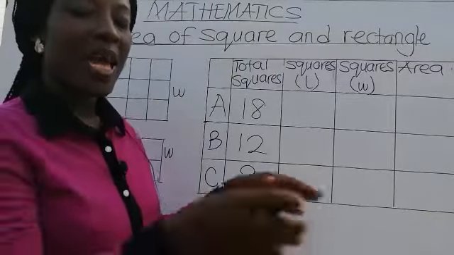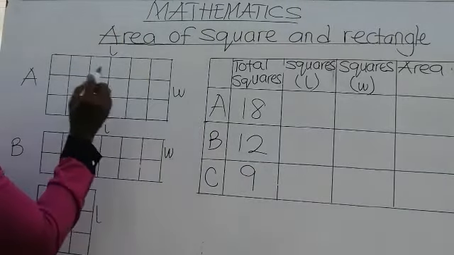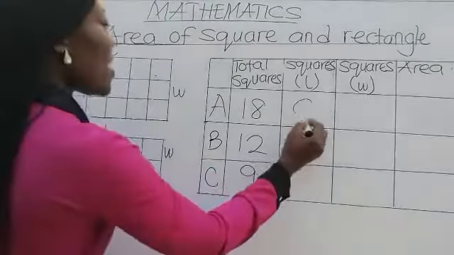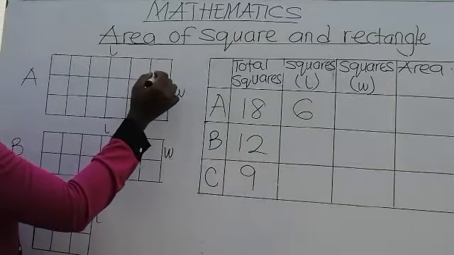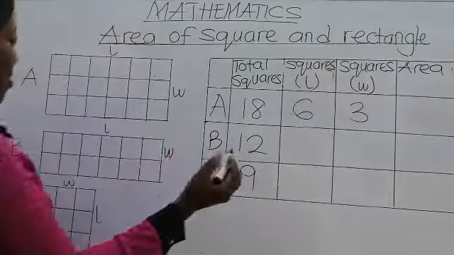number of squares we have in the width. Let's start with shape A again. Length 1, 2, 3, 4, 5, 6. So let's write our 6 here. Let's come to the width 1, 2, 3. So squares in the width we have 3.